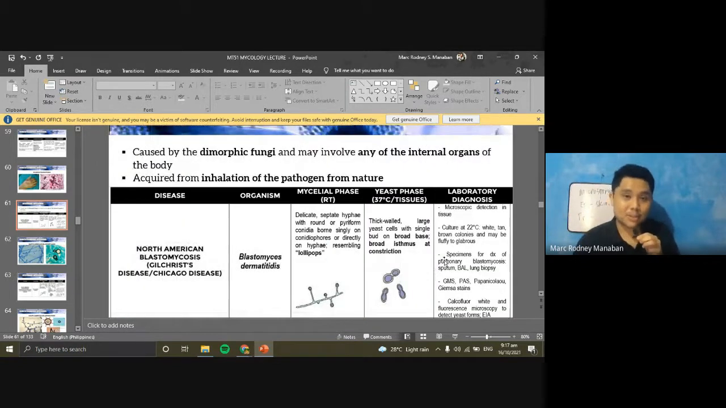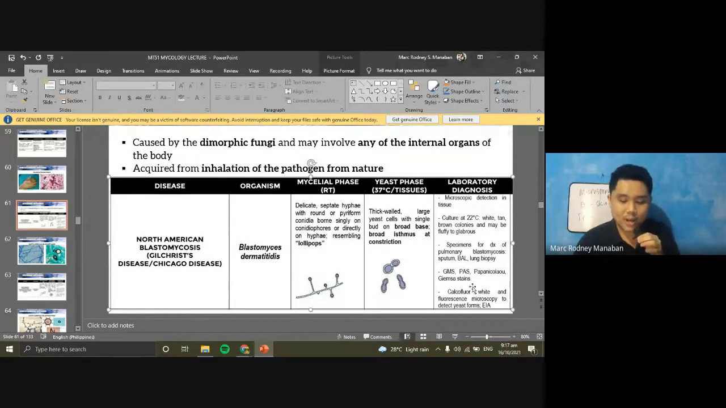are your pulmonary specimens. Because again, as mentioned, these organisms are acquired by inhalation from nature. Algofluoride and fluorescence microscopy are also used to detect yeast forms. All right, that's for North American blastomycosis or Blastomyces dermatitidis. Again, acquired from inhalation of the pathogens from nature. Again, most of your systemic mycoses start in the lungs. Okay? And then from the lungs, it disseminates to the other organs.